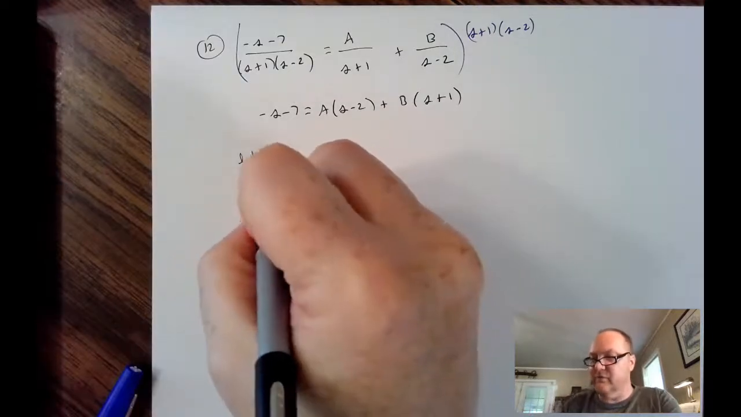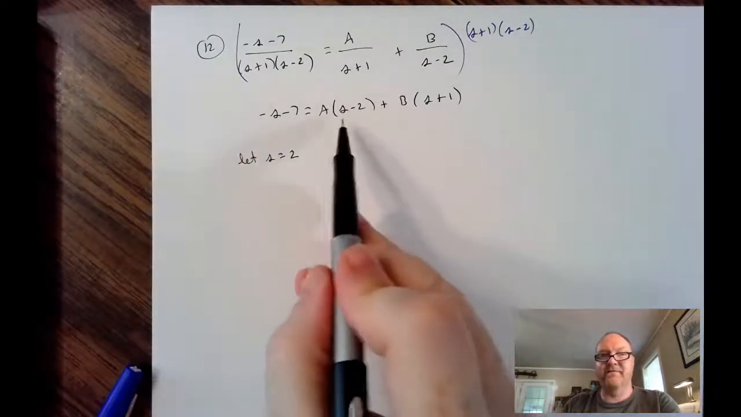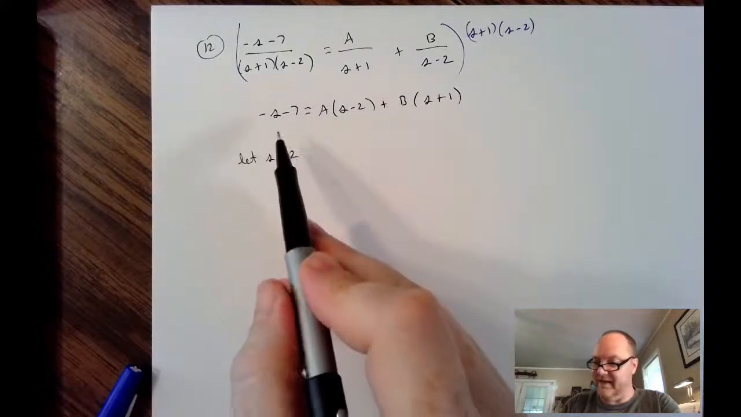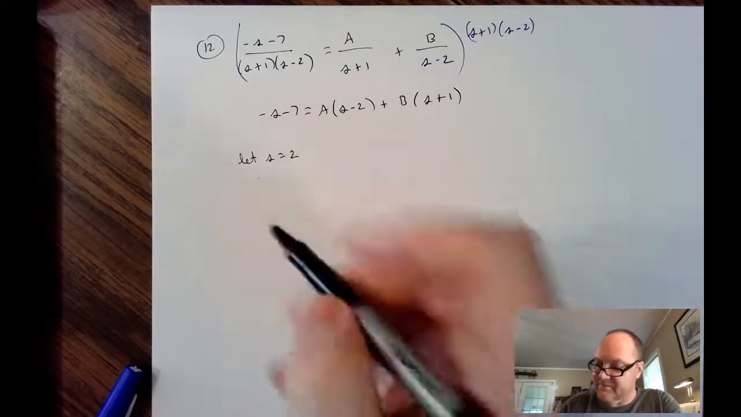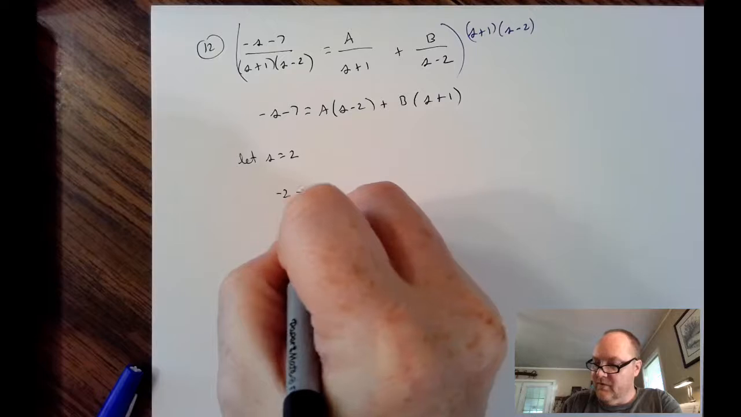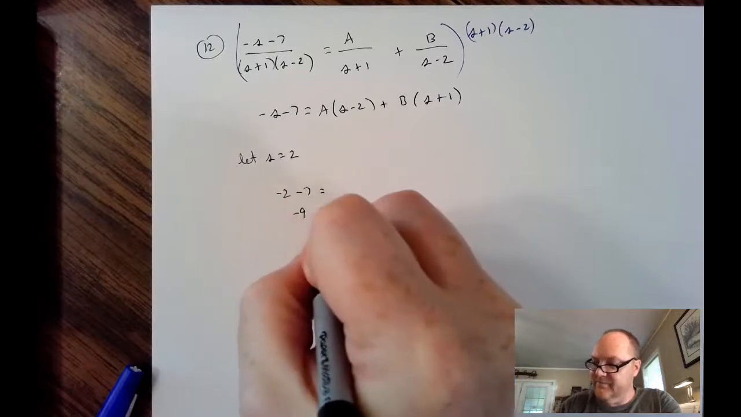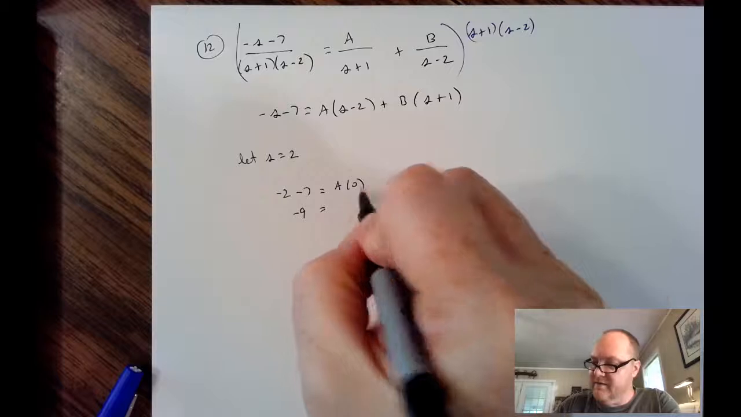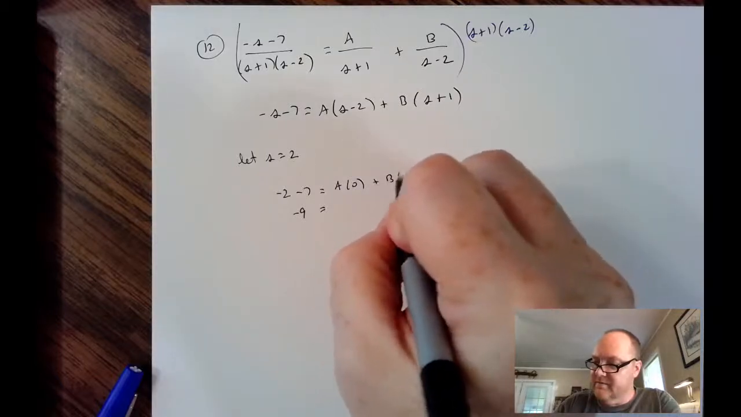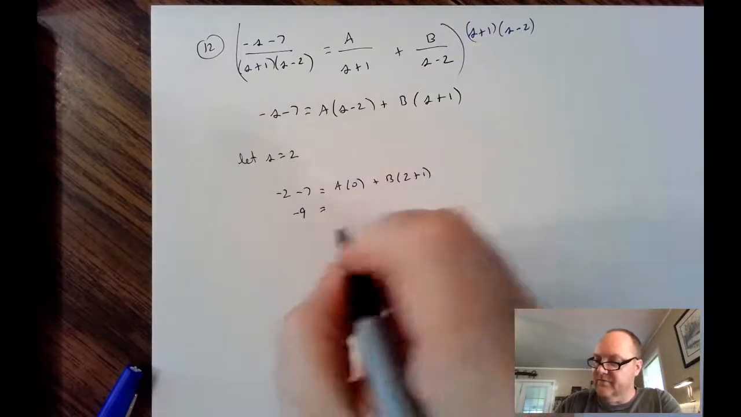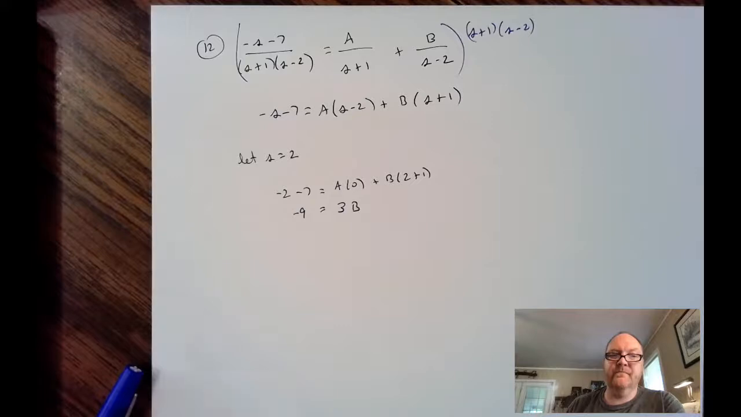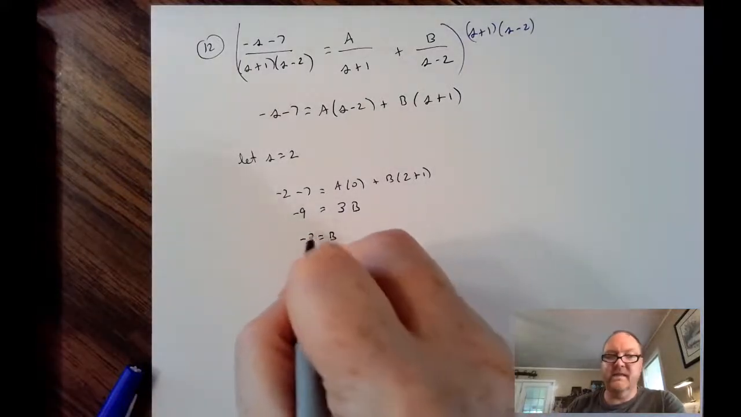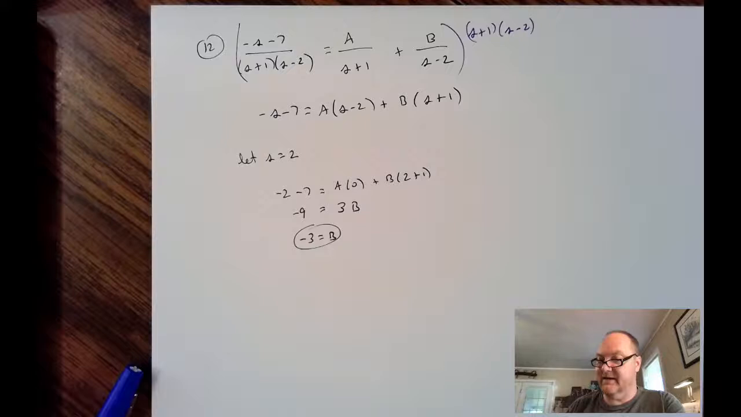s be 2, then that's going to wipe out this altogether. So if s is 2, I'm left with negative 2 minus 7, or negative 9, equal to 0A plus 3B. So that tells me that B is negative 3. And I'm just circling it so I can go back and find it in a moment.